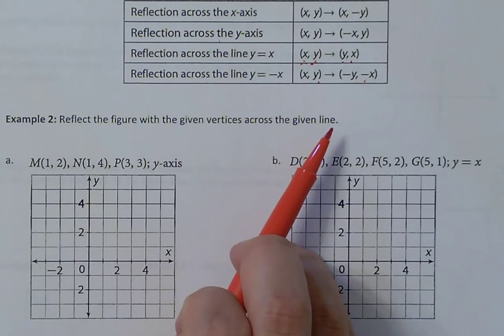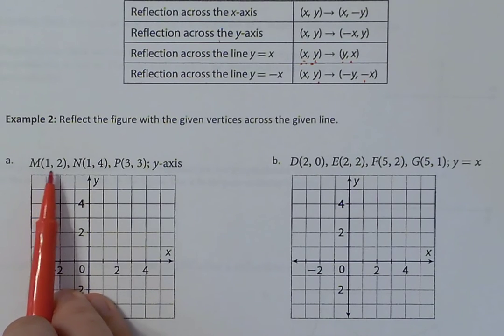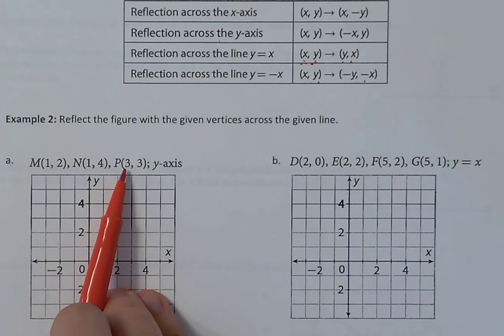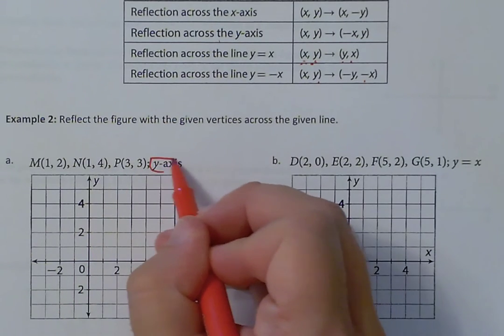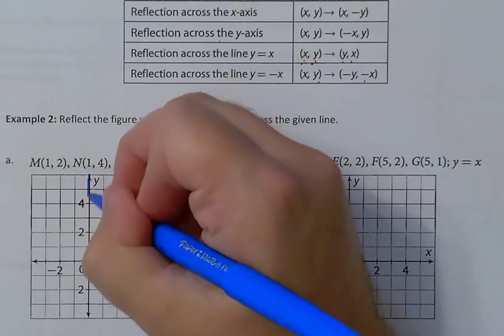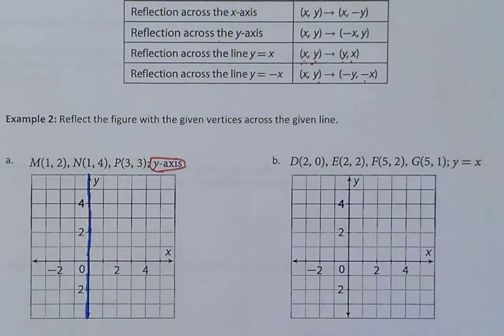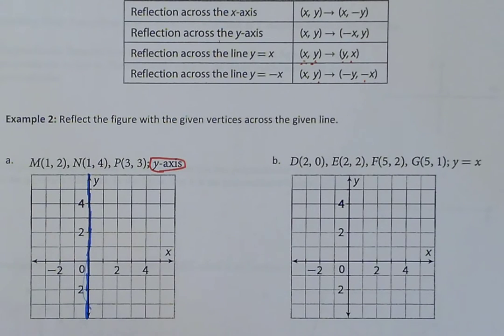So example 2 is going to ask us to reflect the figure with the given vertices across the given line. So if we look at A, so we have the points M is at 1 comma 2, N is at 1 comma 4, P is at 3 comma 3, and they want me to reflect over the line of the y-axis. So quick bit of memory for you. Y-axis is going to be this axis right here. So what we're going to go through and do is we're going to reflect these points across the y-axis.